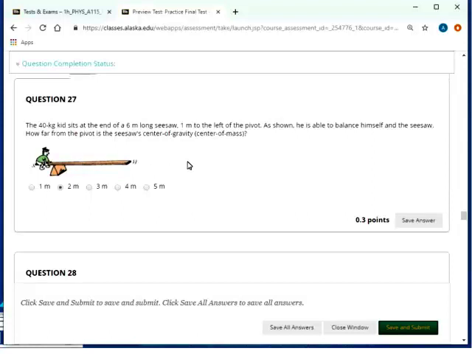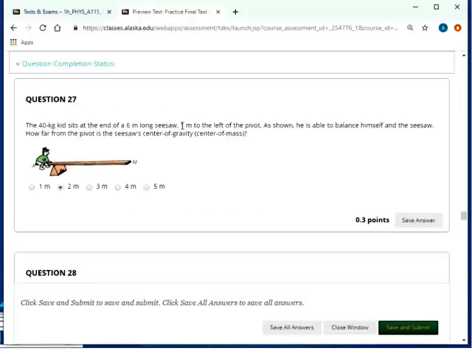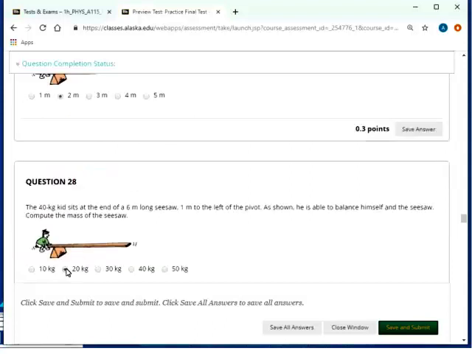So the follow-up question is, well, what then is the mass? The quick way to say is, well, he sits 1 meter off, right, over here. The center of gravity of the board is 2 meters away, so it's a ratio of 1 to 2, which means the masses are a ratio of 2 to 1. So if the kid has 40 kilograms, then the board will have 20 kilograms, which is the correct answer.